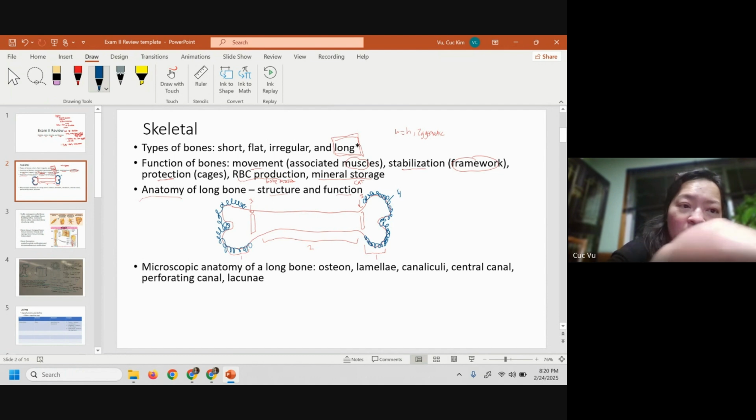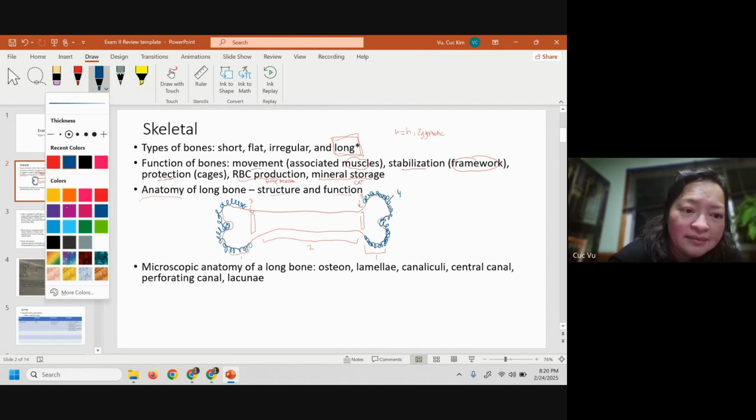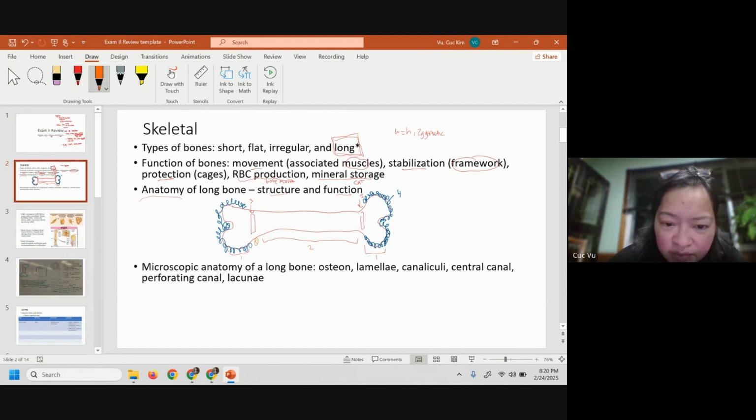Okay. Now, someone had just talked about the periosteum. Now, the periosteum is found right here.